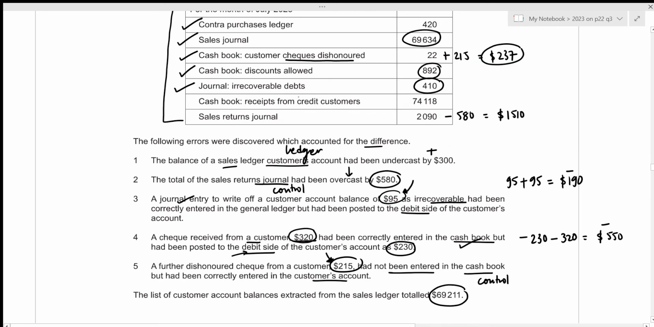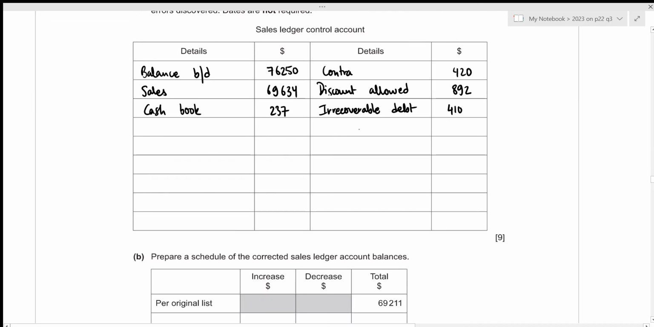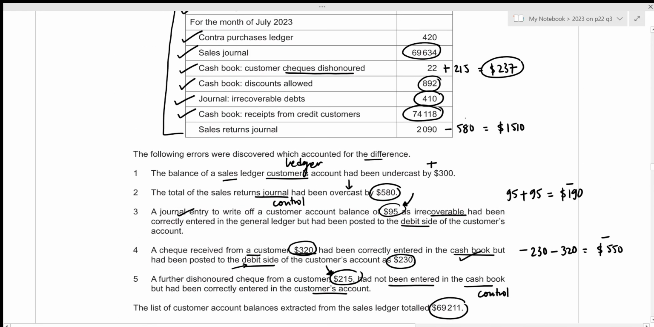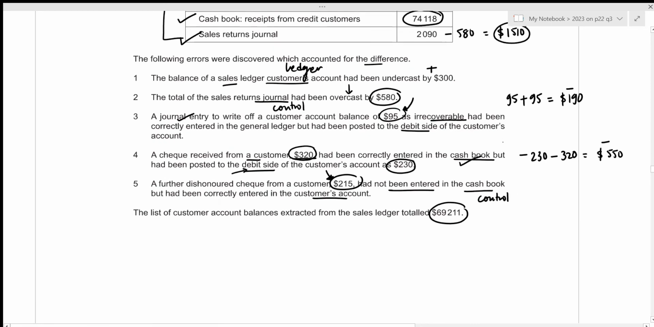We then have our receipts from credit customers, which will now reduce the amount that we are yet to receive. So this will go on the credit side as well, and we can write it under the heading of bank or cash book. And lastly, we have our sales returns journal, which will reduce the amount that we need to receive from our credit customers. So again, this will go on the credit side as well. We can write it under the heading of sales returns or journal.